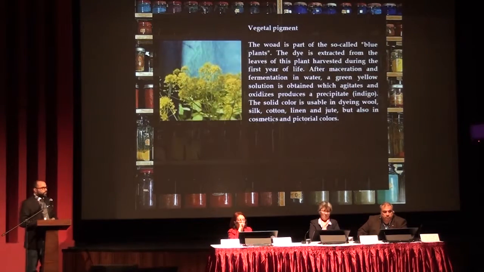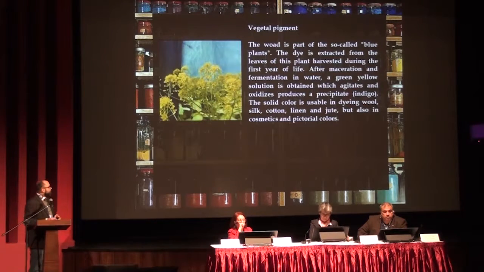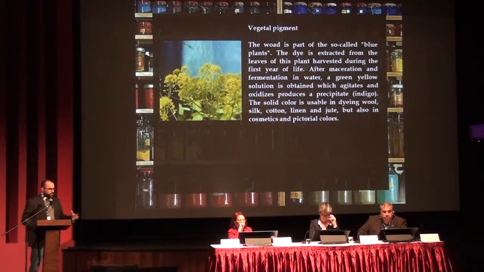Another color is woad. Woad is a plant that is harvested and then boiled, and with the water, with this kind of mixture, you can dye tissue. You can use it also for painting, because it has many different applications.